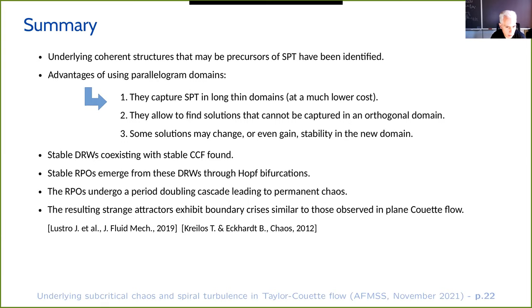In one case, the cascade that generates the strange attractor is broken by an independent orbit, which is a P3 orbit. In the other case, the P3 orbit generates its own period-doubling cascade that also generates another strange attractor that coexists with a stable P2 orbit from the other cascade. And this second case has also been observed in plane Couette flow. So I think that's all. If you have any questions, I will be glad to answer.